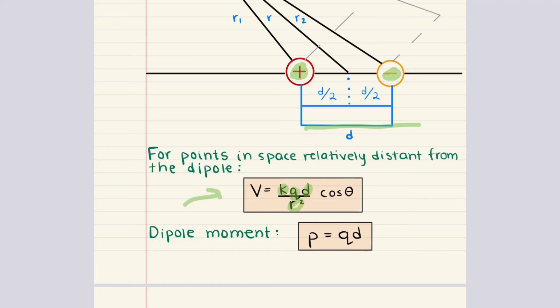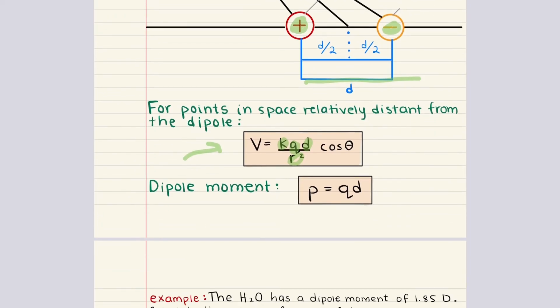Now, a key concept in understanding dipoles is the dipole moment. This is represented by P, and the dipole moment is a vector quantity that points from the negative charge to the positive charge, and it's given by the formula P equals QD, where Q is the magnitude of either charge, since they're equal in magnitude but opposite in sign, and D is the distance separating the charges.